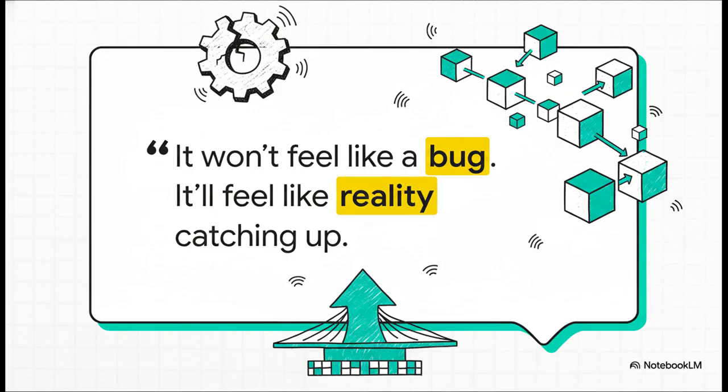And I think this quote just says it all. It won't feel like a bug. It'll feel like reality catching up. Because the next time you hit a system limit, and you will, you'll be ready for it. It won't feel like some random, frustrating bug. You'll recognize it for exactly what it is, a natural boundary of the system. A sign that it's time for your architecture to grow up. It's just reality, finally catching up with the magic.